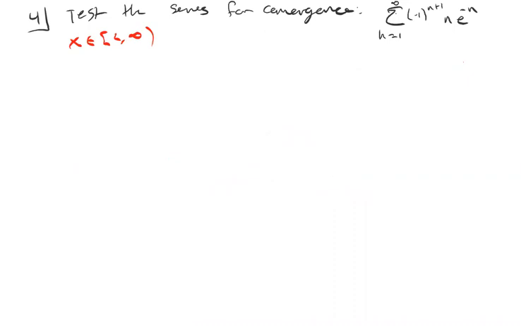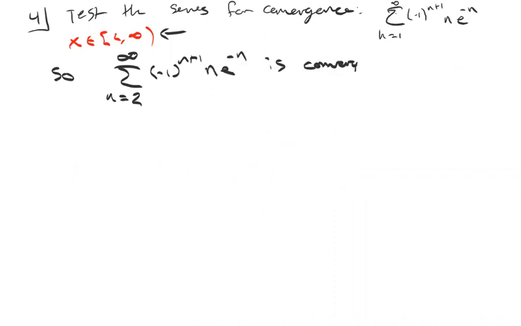Okay. So now we're ready to apply the alternating series test. So the sum n equals 2 to infinity, right? Because we changed the interval just a little bit, of minus 1 to the n plus 1, n e to the minus n is convergent by alternating series test.